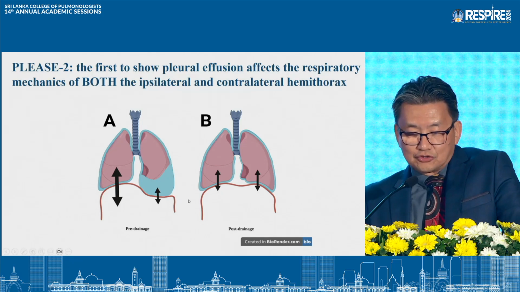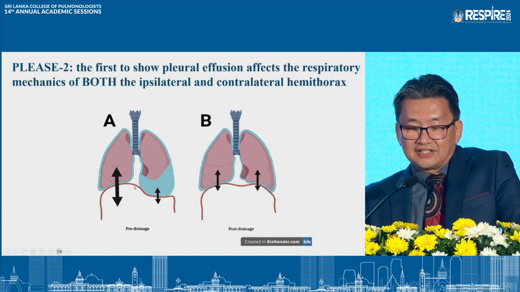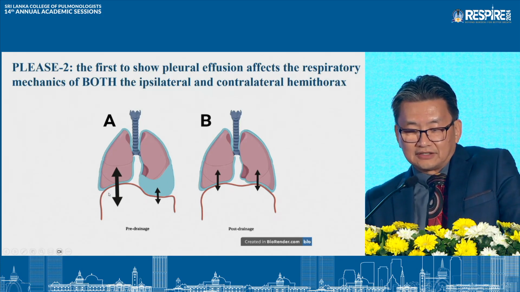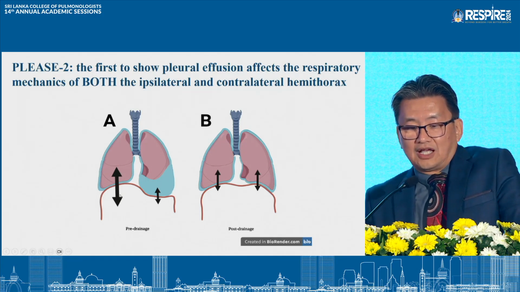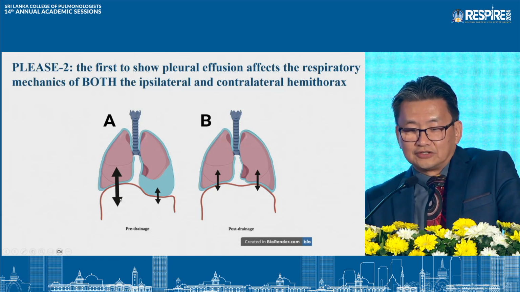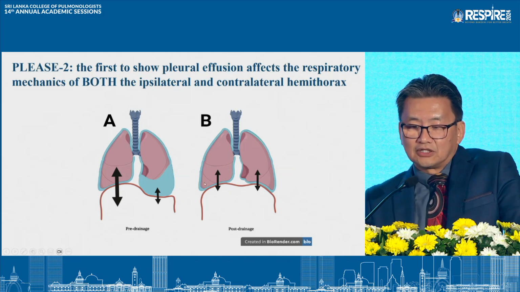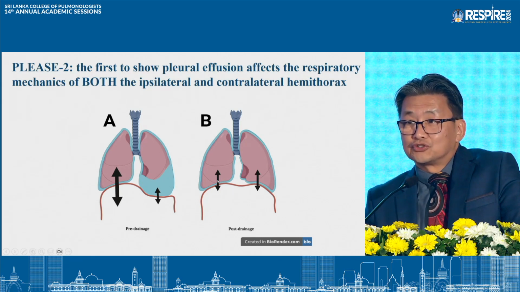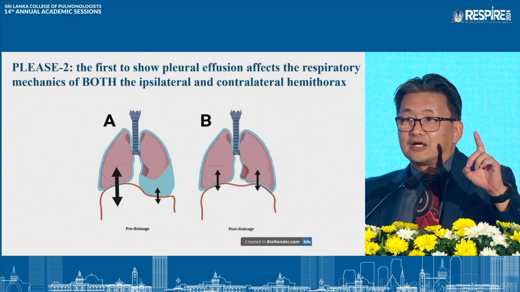On the ipsilateral side, with the pleural effusion, the diaphragm moves a lot less. But at that same time, if you use ultrasound techniques to measure the diaphragmatic movement, the contralateral hemidiaphragm moves excessively on the opposite side to try to compensate for the reduced movement ipsilaterally. And once we drain the effusion, the ipsilateral hemidiaphragm returns to normal, and the hypermobility of the contralateral hemidiaphragm also returns to normal.